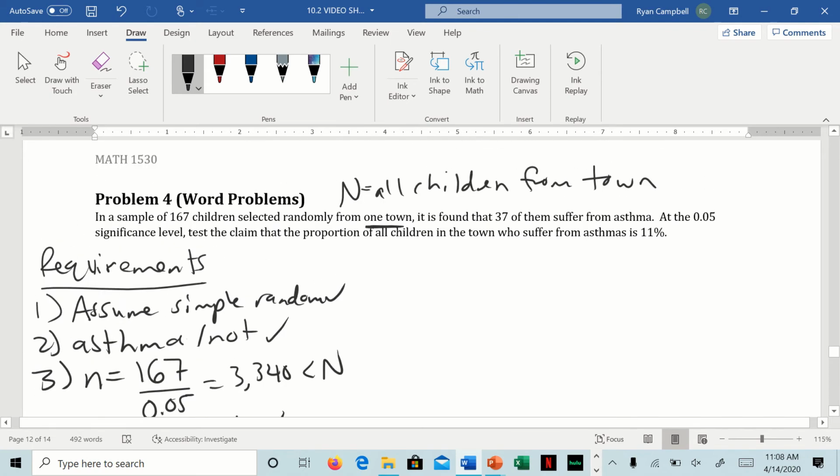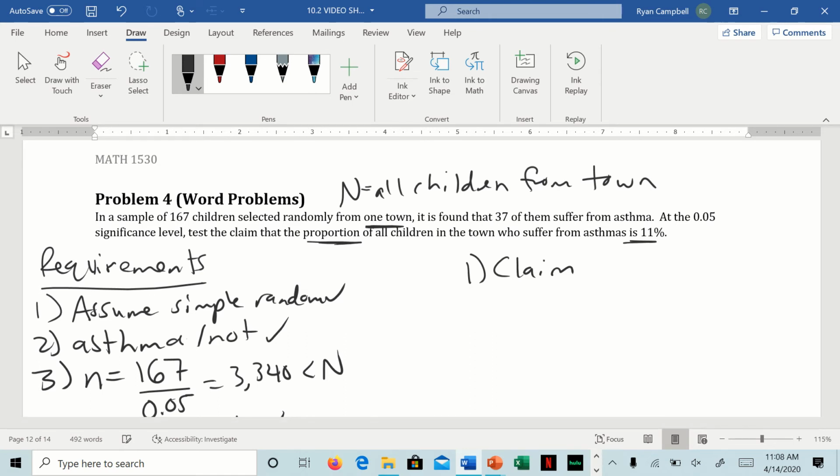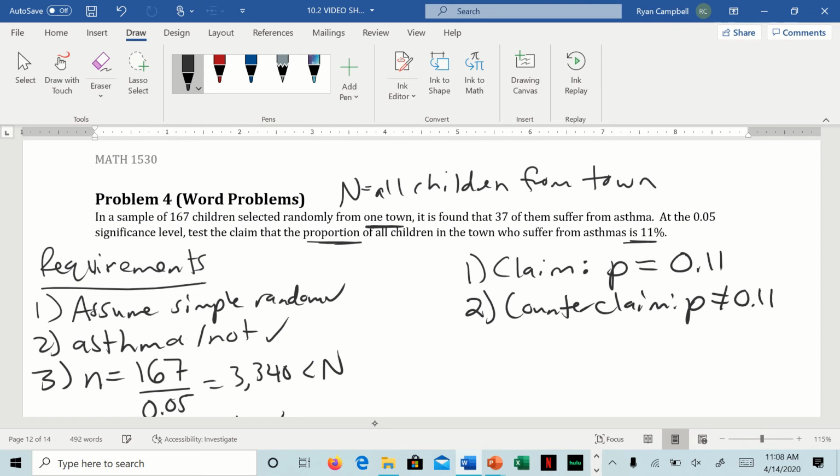So p naught comes from H naught, so let's do the first 3 steps. Claim. The claim is that the proportion is 11%. So p equals 0.11. Step 2, counterclaim. p does not equal 0.11. Number 3, we've got H naught and we've got H1. H naught is equal to, because it's always equal, H1. In this case, we see it's actually the counterclaim, right? It can't have the equal sign.